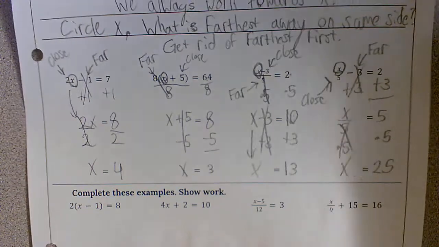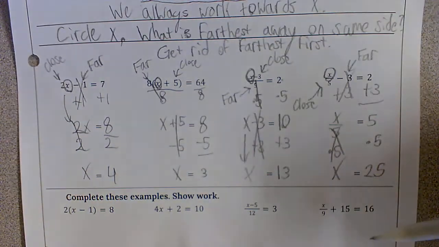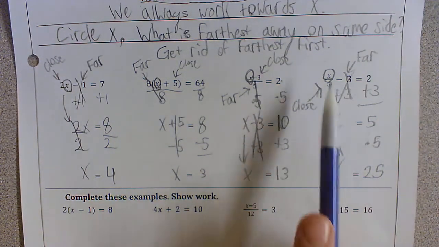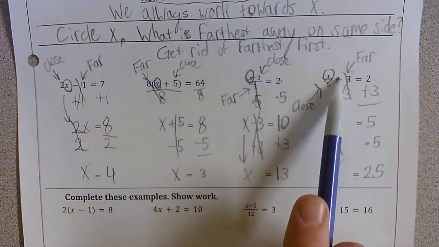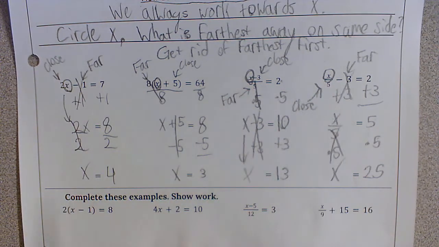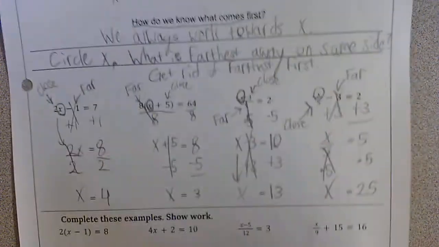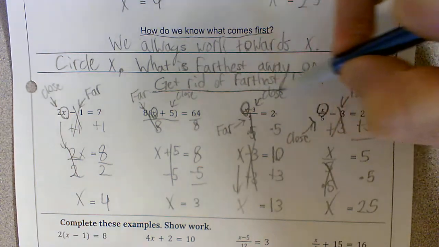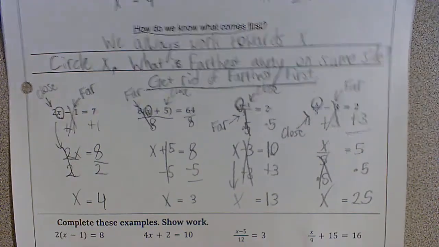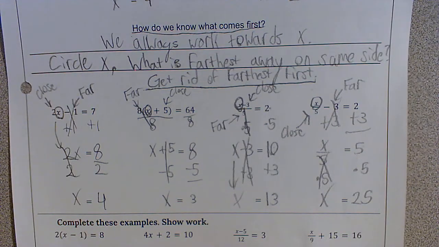I know that was a lot. Take your time with it. Make sure you know exactly how I did everything. The most important detail, to identify what we do, the order we do them. We find what's close and what's far, and we get rid of the farthest first. This is the most important detail. And to get rid of it, we just do the opposite of what we see.